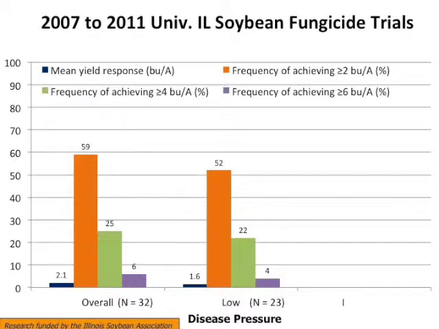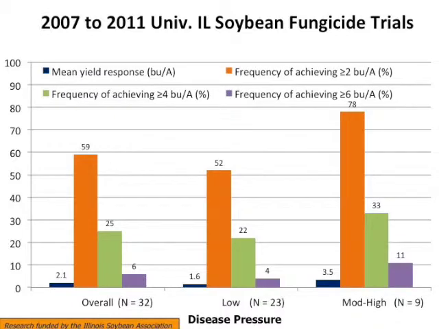And our frequency of achieving at least a 2 bushel an acre yield response also went down a little bit to 52%. When we looked at higher disease pressure, where we had at least 10% of the leaf area affected in the upper third of the canopy, you see that our average yield response went up to 3.5 bushels an acre, and we would have been profitable, achieving at least a 2 bushel an acre yield response, 78% of the time. So that did increase quite a bit compared to the others.